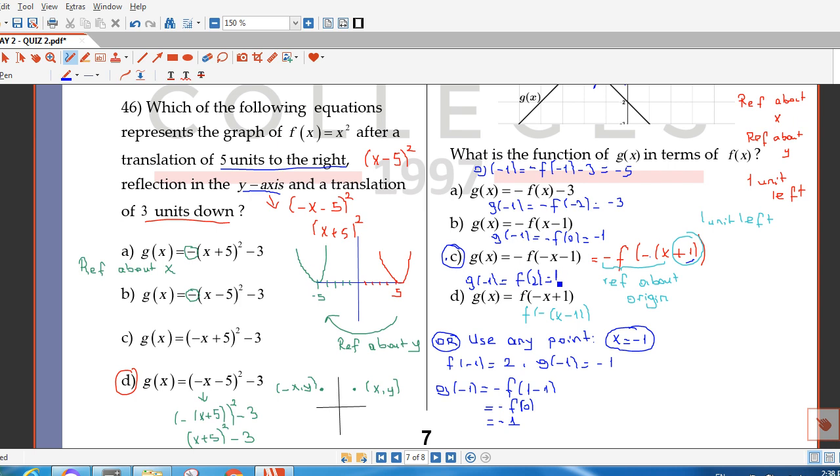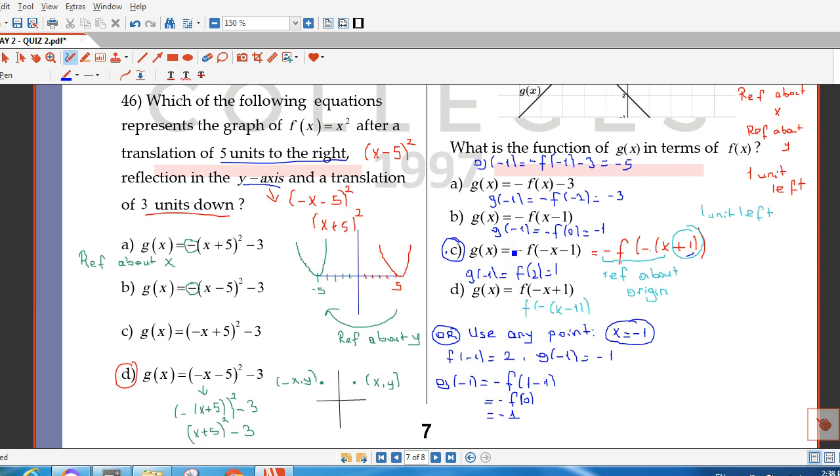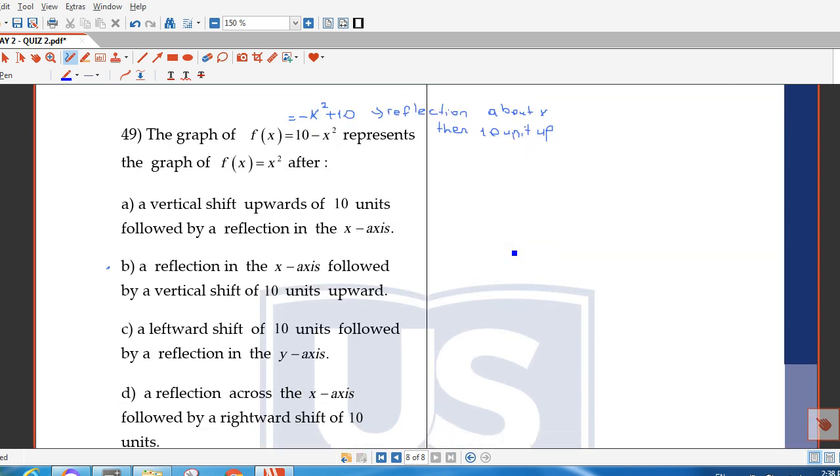Do you see? Without using the logic of any transformation, you may also choose any point, any x, but you have to use it for both functions. You know what should be the coordinate of g, and you are going to try each choice. Which choice is going to give you -1? It is going to be the answer. Answer is C for this question. 49.